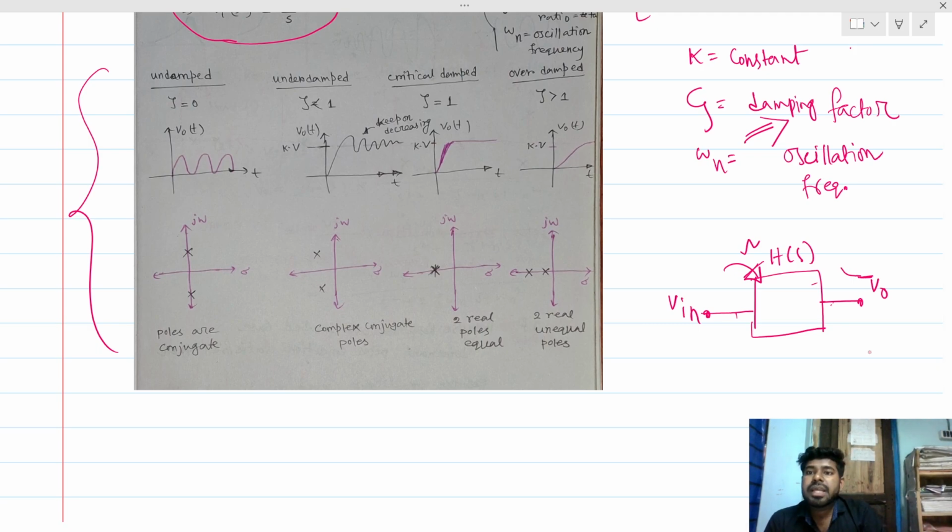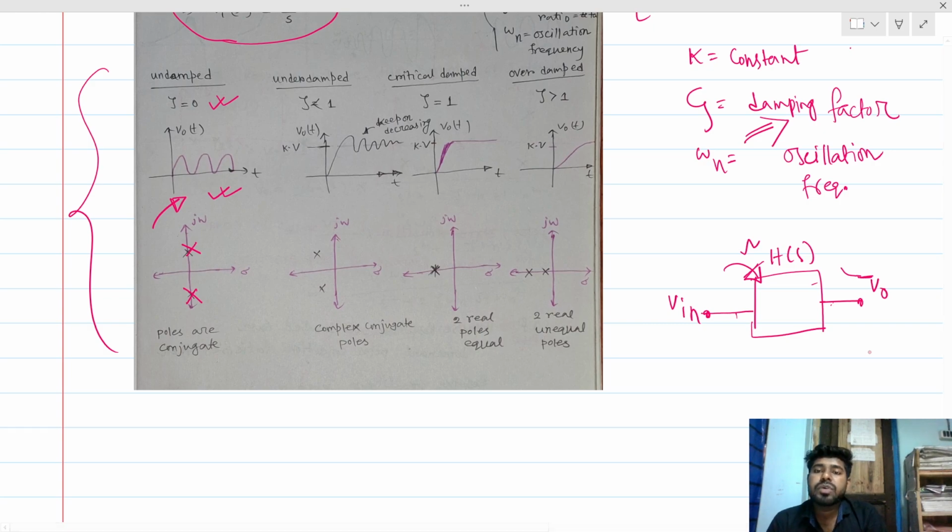For an undamped system, the zeta value is 0, and the output response with respect to time will be like that. In this case, the poles are conjugate, and we will find this type of behavior. That is called an undamped system.